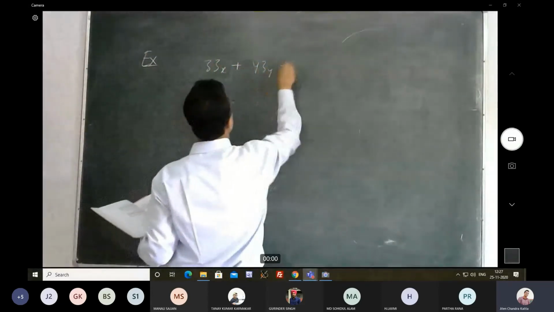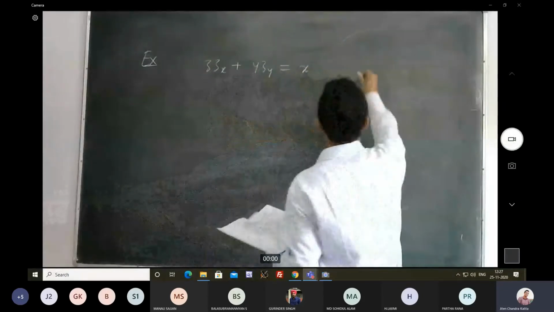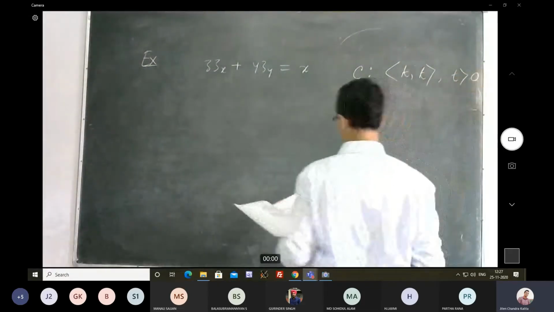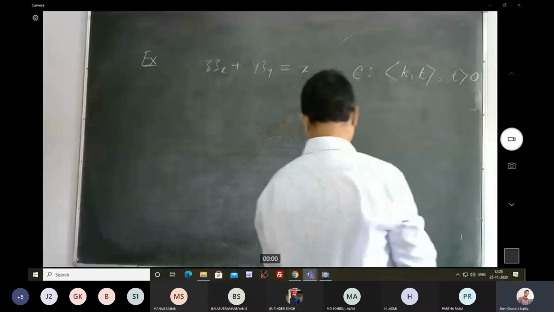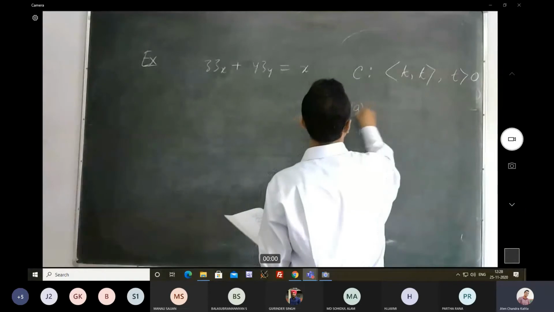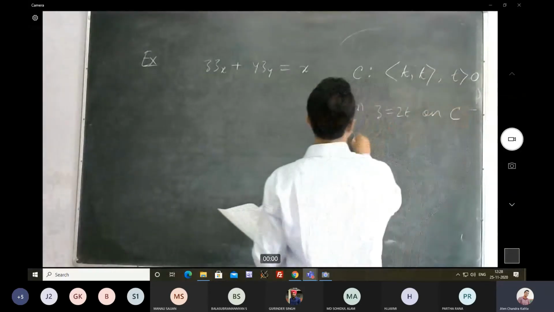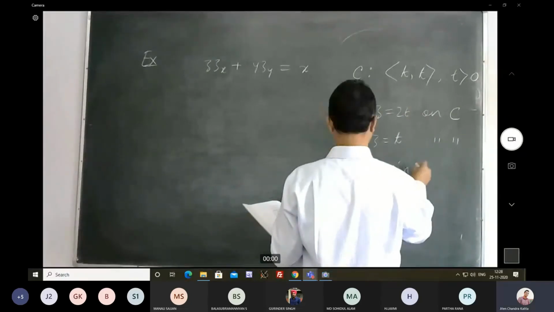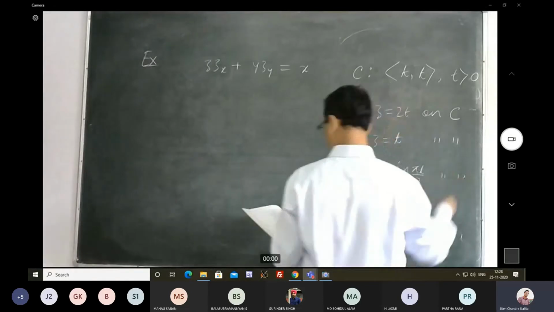I am going to do a couple of exercises. Consider this equation jx plus yz is equal to x, and the initial curve C, suppose it is given by x equal to t, y equal to t, where t is greater than 0. So what you have to do is check the possibility. Case A, z equal to 2t on C; case B, z equal to t on C; and case C, z equal to sine of pi t by 2 on C. Okay?